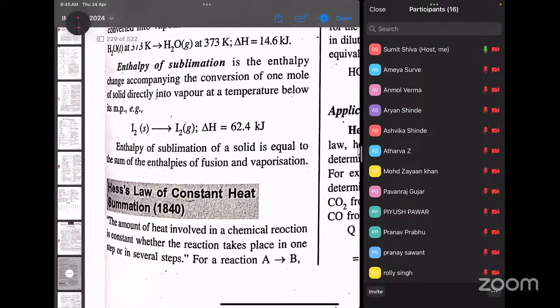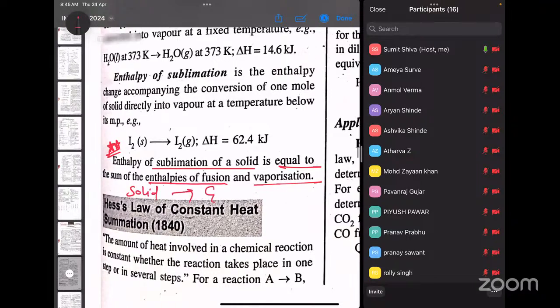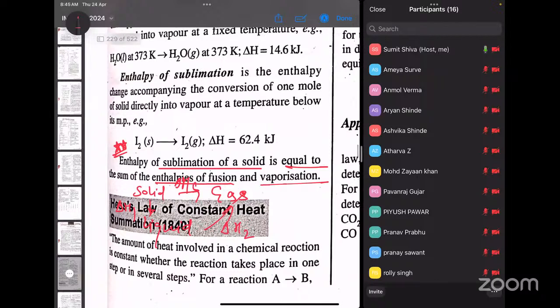And this is an important result. Enthalpy of sublimation of a solid is equal to the sum of enthalpy of fusion plus enthalpy of vaporization, because if a solid gets converted into gaseous phase, it can be taken as the solid first converted into liquid and then into gas. So there will be some enthalpy change here, delta H1, and some here, delta H2. Let's say this is delta H sublimation. So delta H sublimation equals delta H fusion plus delta H vaporization. Are you getting it?